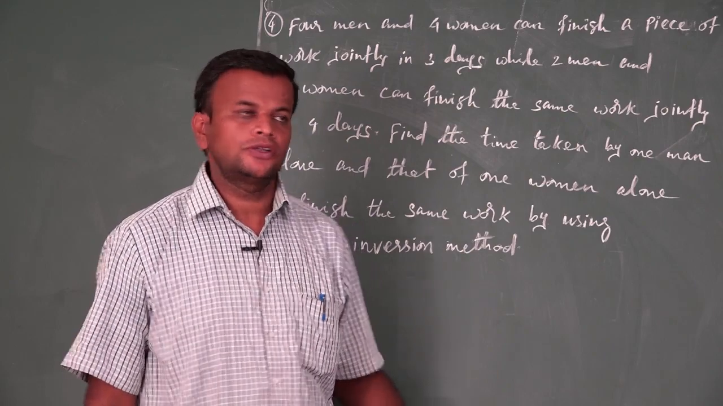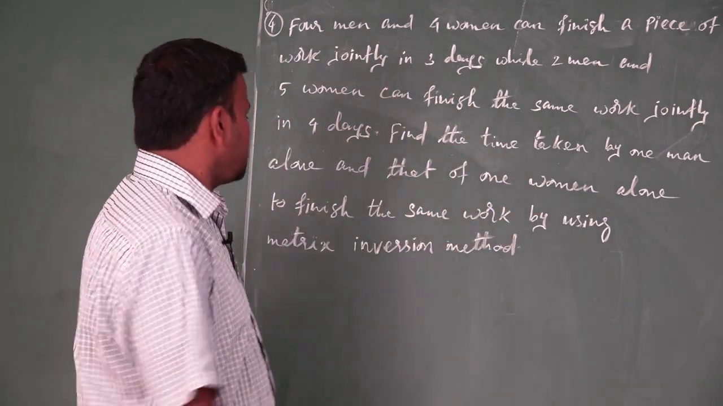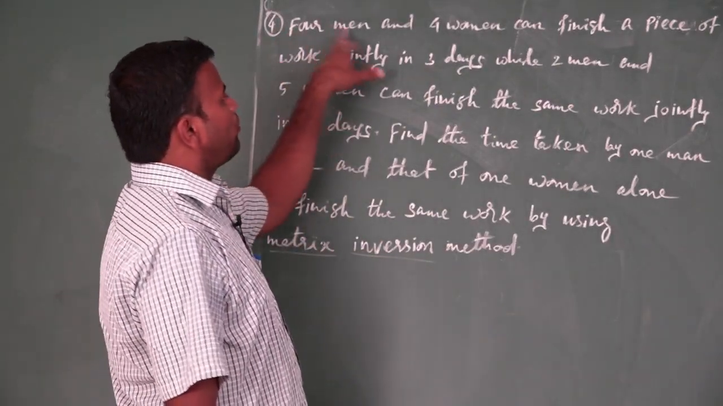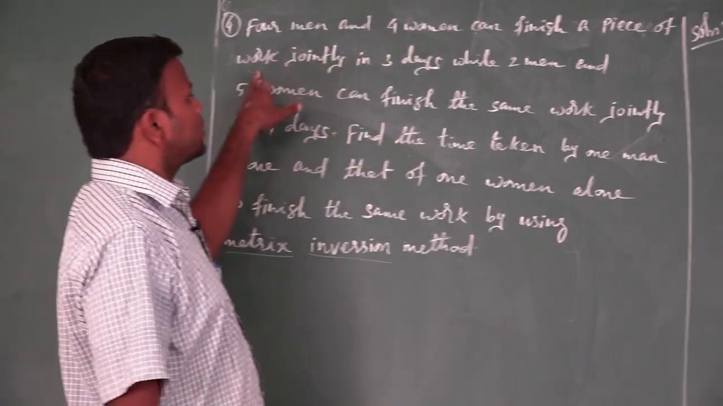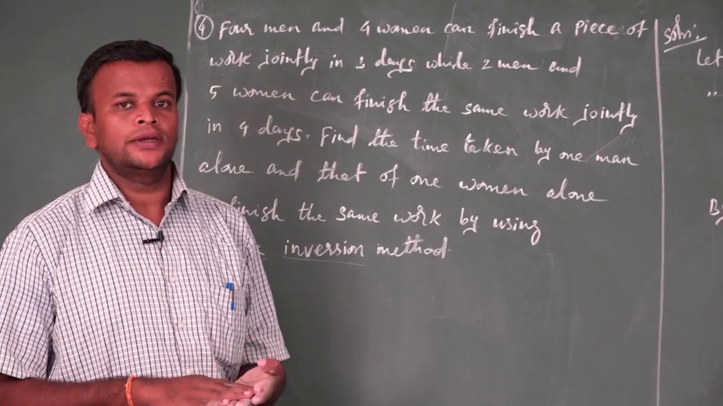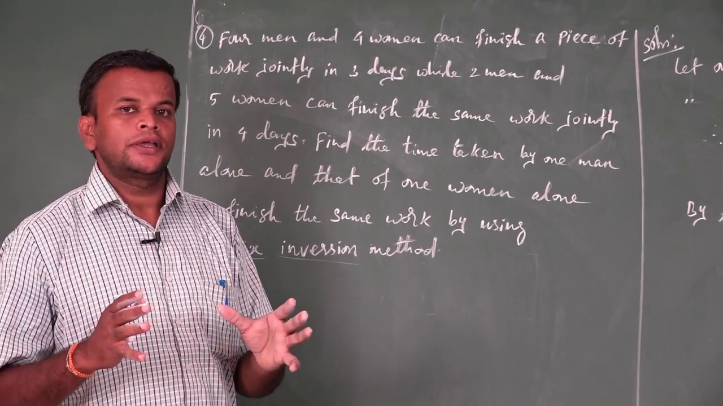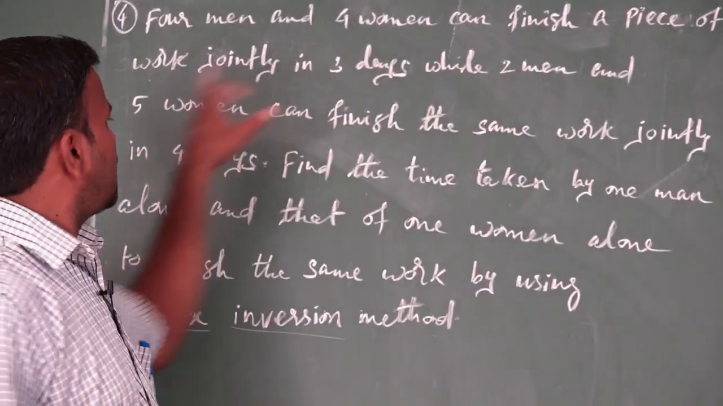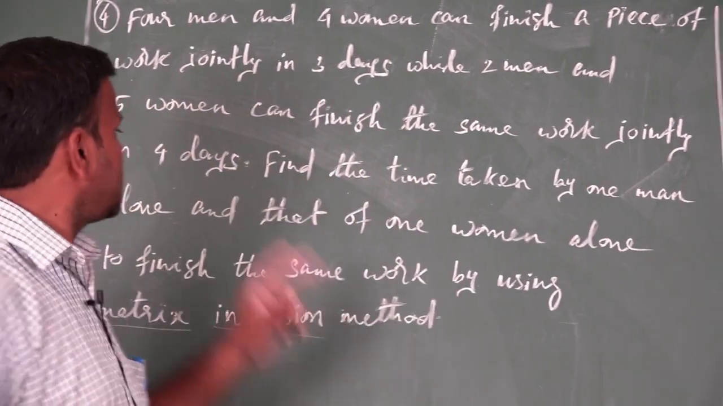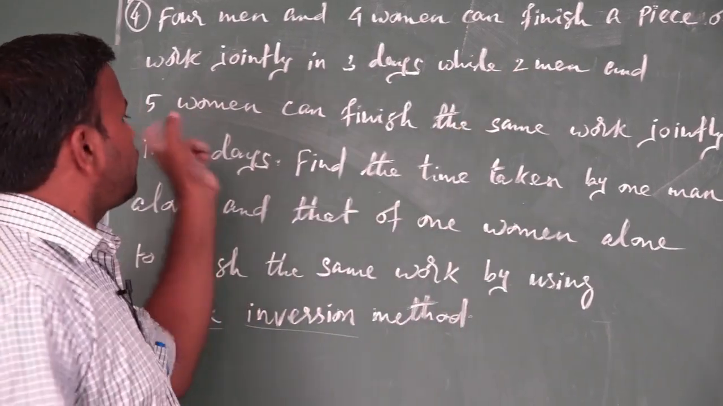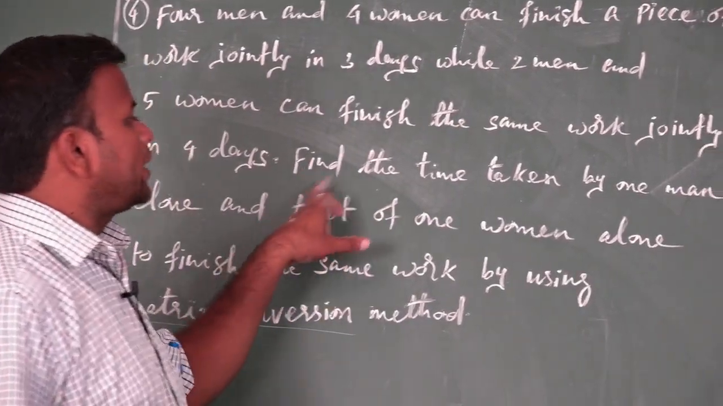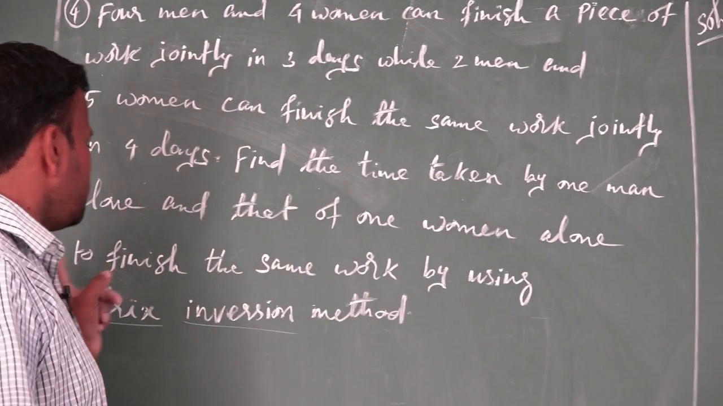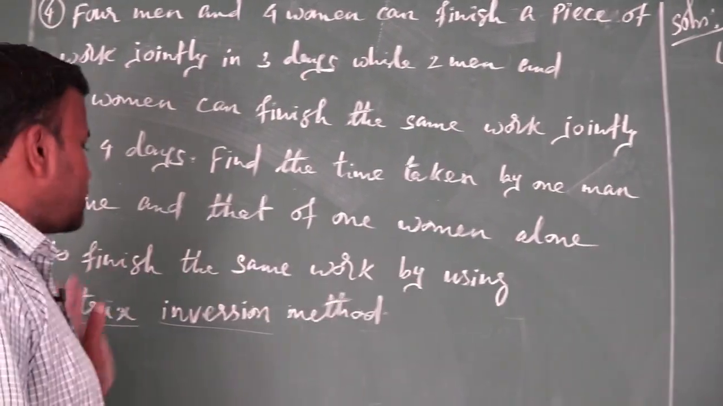Okay, the next problem is also a word problem. We solve this problem by the matrix inversion method. Same matrix inversion method. You see the question. 4 men and 4 women can finish a piece of work jointly in 3 days, while 2 men and 5 women can finish the same work jointly in 4 days. Then our question is, find the time taken by 1 man alone and that of 1 woman alone to finish the same work by using the matrix inversion method.